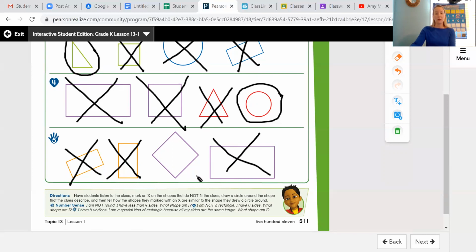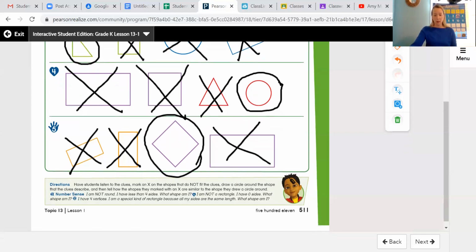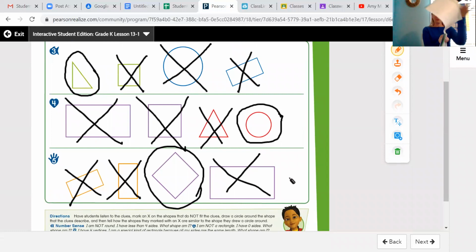So I think we figured it out. Our mystery shape on this one is the square. They turned it so it kind of looks like a diamond shape, but that's just a square turned. Okay? Good job, friends.